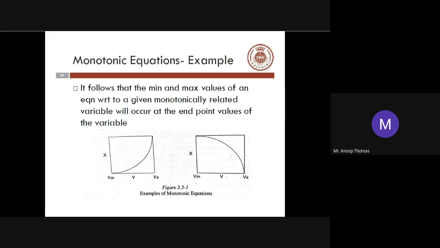There might be changes because if the equation is 1 by x, an inverse value, Vm might give you the maximum value of x, and Vx might give you the minimum value. That's okay, but the points are fixed. You get these minimums of x from the minimums of the variable v. That's the whole idea of monotonic equations.